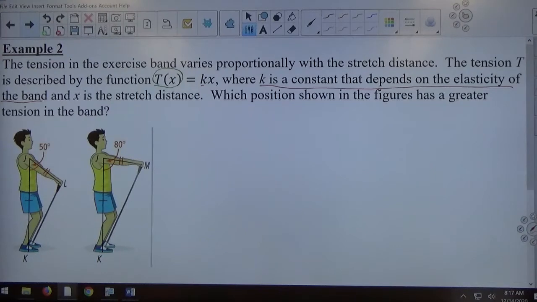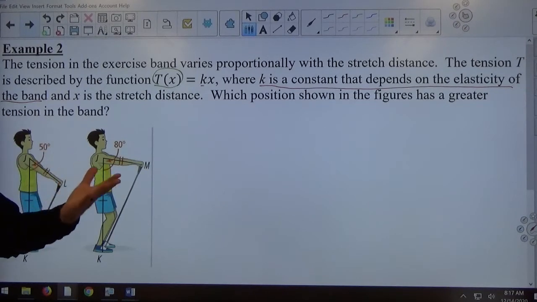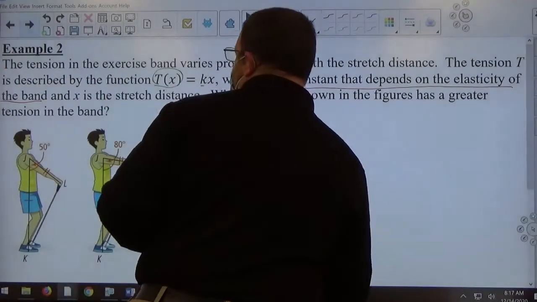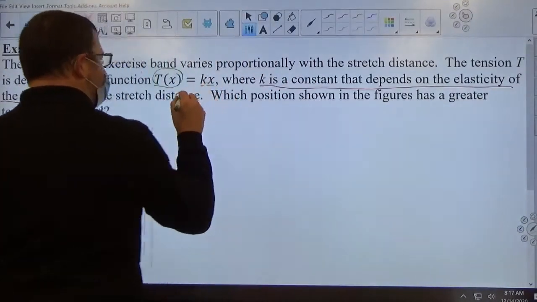So if K is 5, it stays 5 forever. If K is 2, it stays 2 forever. So a variable representing a constant should be considered just like a number would be considered. It's not going to do anything, it's just a numerical value. We don't happen to know what it is at this moment in time, but that doesn't matter. Anytime something's held constant or is a constant, it means it will never change. Okay? And then x is the stretch distance.